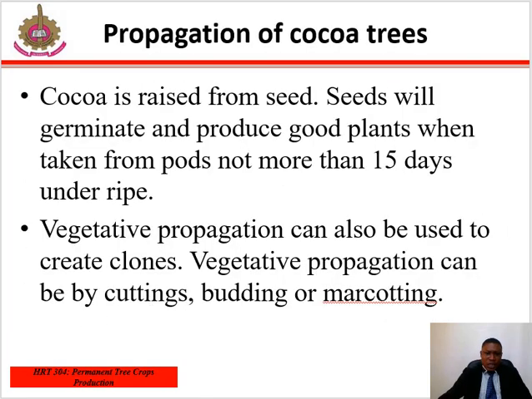Propagation of cocoa trees now. Cocoa is raised from seed. The seed will germinate and produce good plants when taken from pods not more than 15 days under ripe. It requires vegetative propagation, and this can also be used to create clones. Vegetative propagation can be by cutting, by budding, or by marcotting.